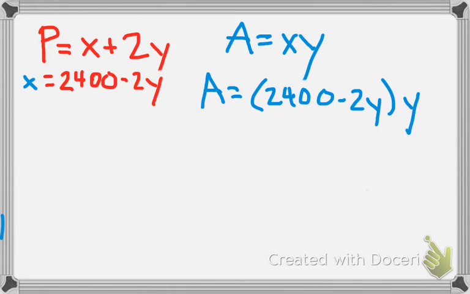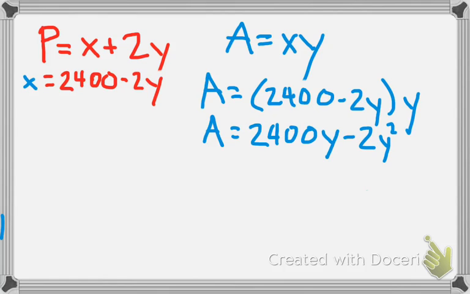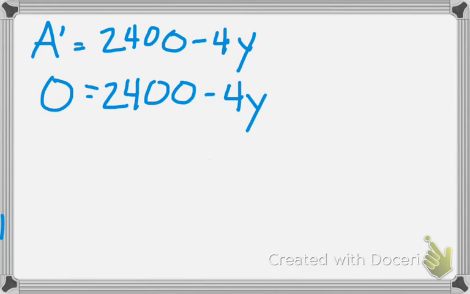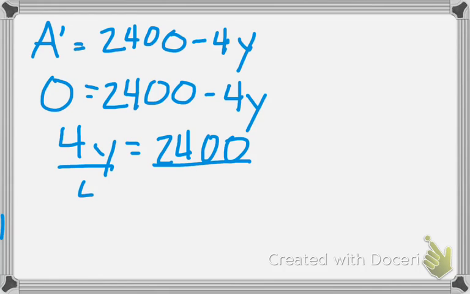Next, we distribute. Then we take the derivative of this and we can use the chain rule. We're going to set the derivative to 0 so we can move 4y over and solve for y. We're going to divide each side by 4. And we find that y equals 600.